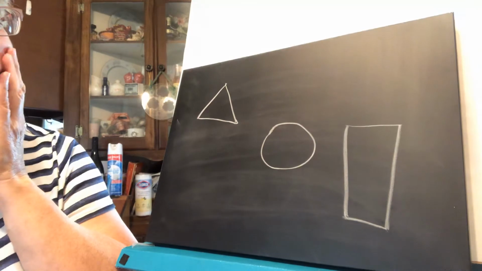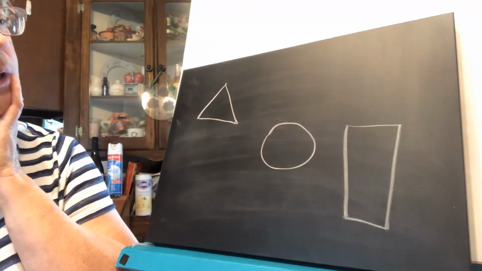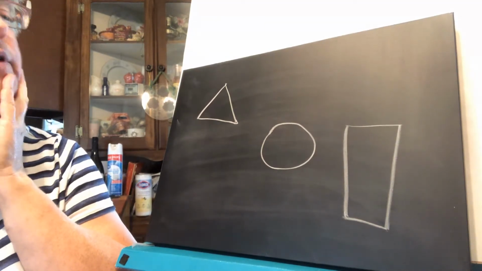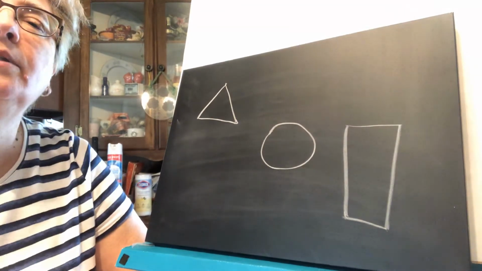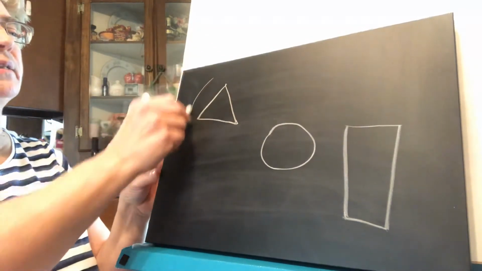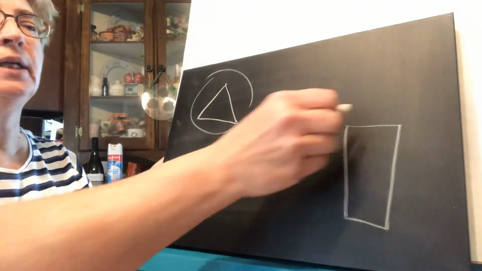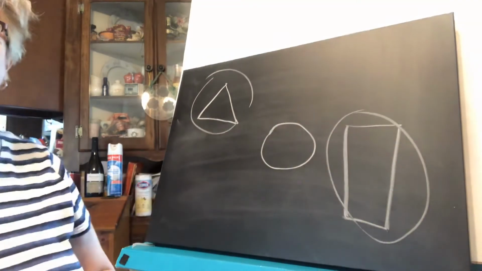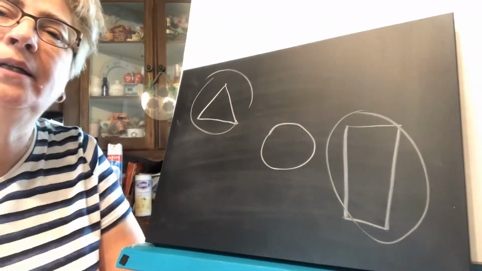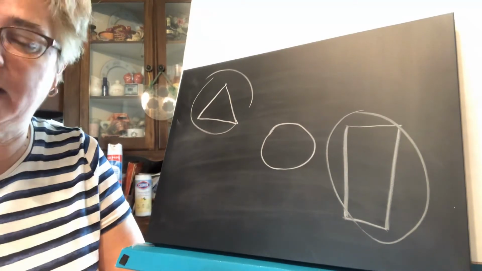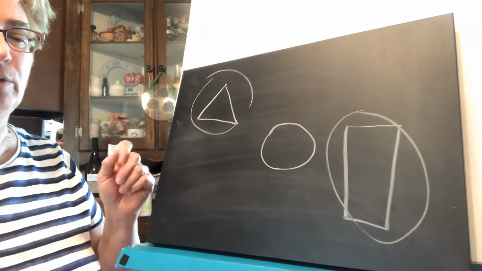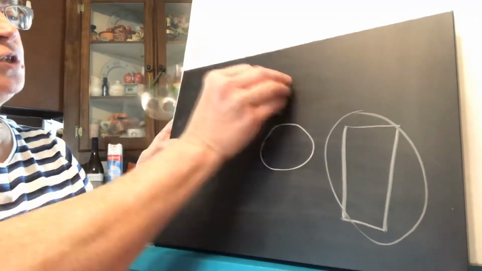So now I'm going to ask you to circle the shapes that have straight sides. Circle the shapes that have straight sides, okay? I would circle this one, and I would circle this one, correct? They stay in the same group. Why? Because they have straight sides, right? So now I'm going to erase that, and I'm going to try new shapes, all right?